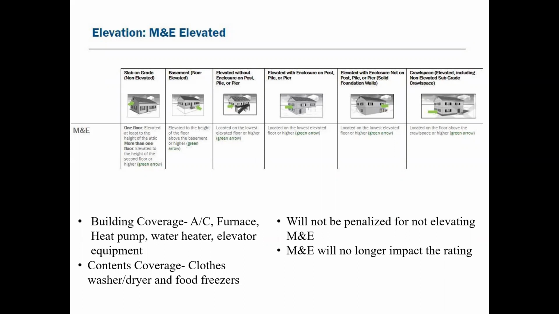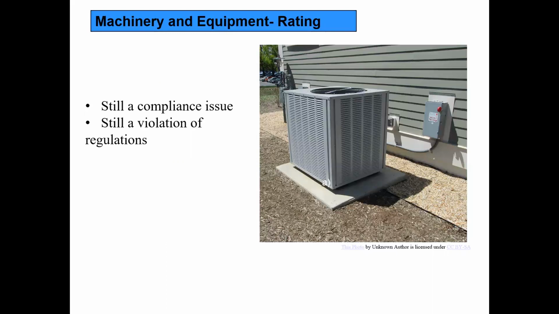on the insurance application. And so for building coverage, this is your AC, your furnace, your heat pump, your water heater, and any elevator equipment. For contents coverage, it's your clothes washer and dryer, and your food freezers. So that's it. Of course, like I said, it's still a compliance issue. Floodplain management is not changing, and there's still a violation that we're going to have to deal with if people don't elevate it high enough.